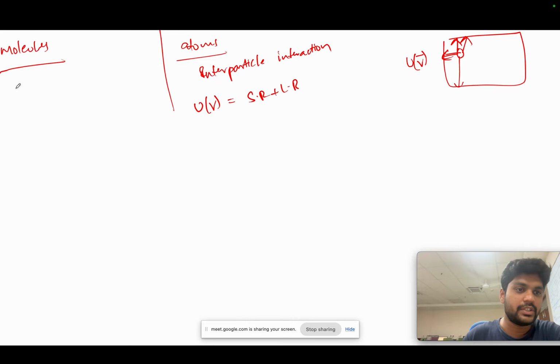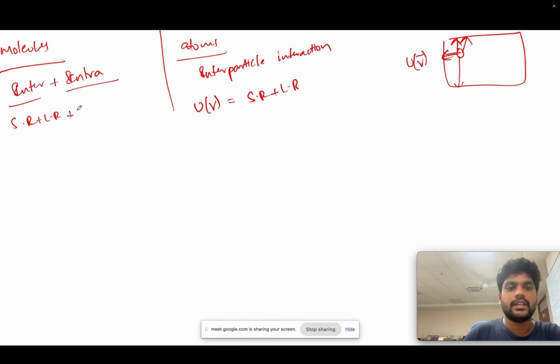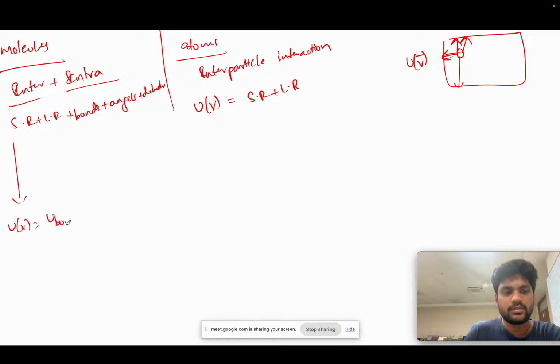For the molecules we need to take inter plus intra. So inter comes from short range plus long range, and intra comes from bonds, angles plus dihedrals. So if I write the whole of U of R, it will be U bonds plus U angles plus U dihedrals plus U short range plus U long range.